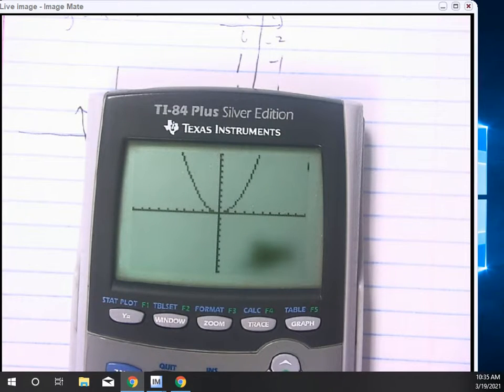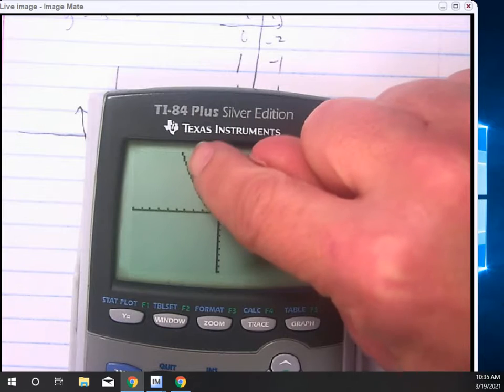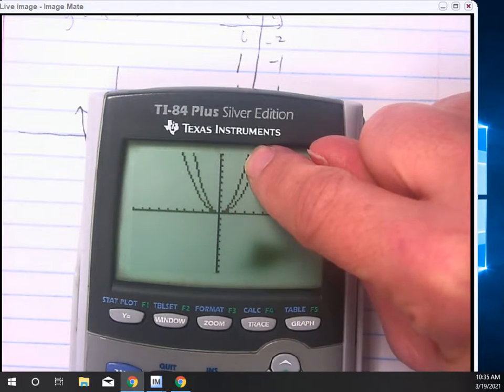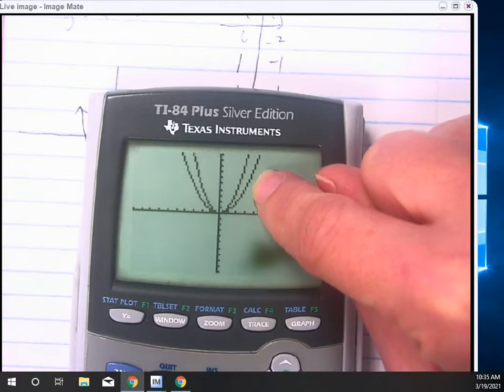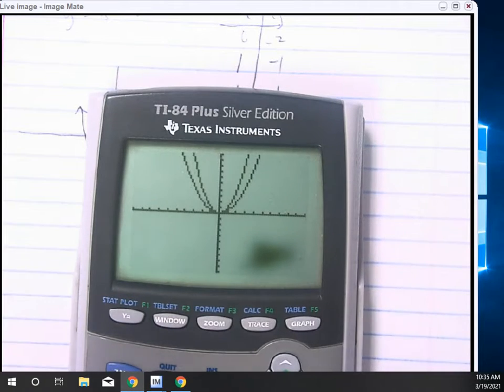Everybody's afraid to talk. It actually is a vertical shrink or compression. The original graph is the one on the inside. The y values are getting smaller, so the graph appears to be getting wider. That's called a vertical shrink. You have to use that terminology.